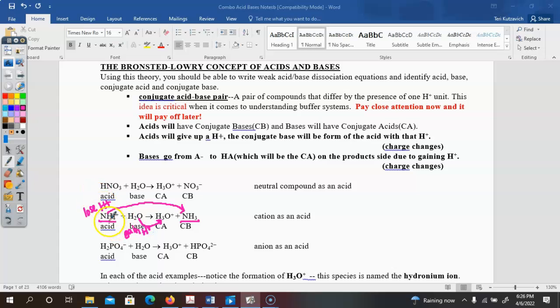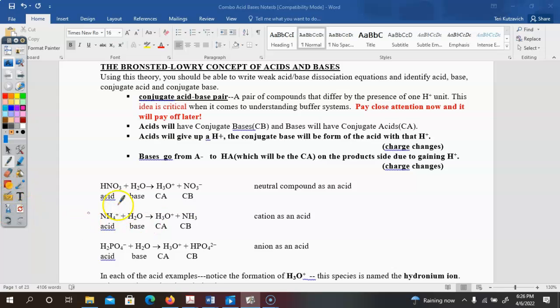So whatever loses a proton becomes an acid, whatever gains a proton becomes a base. If you need to look at the other side, just look at the reverse reaction. This H3O is becoming H2O, so that's why this is your conjugate acid. It's losing a proton, donating a proton, and this conjugate base is becoming NH3 to NH4 plus, and it is gaining a proton. That's why it's a conjugate base.